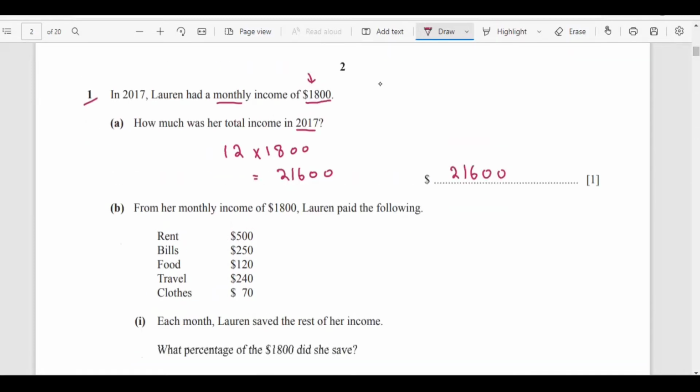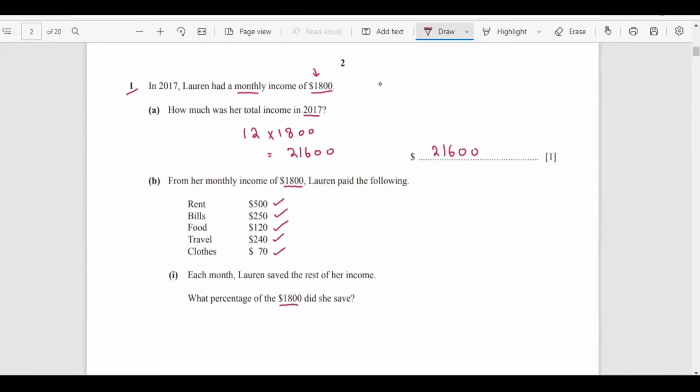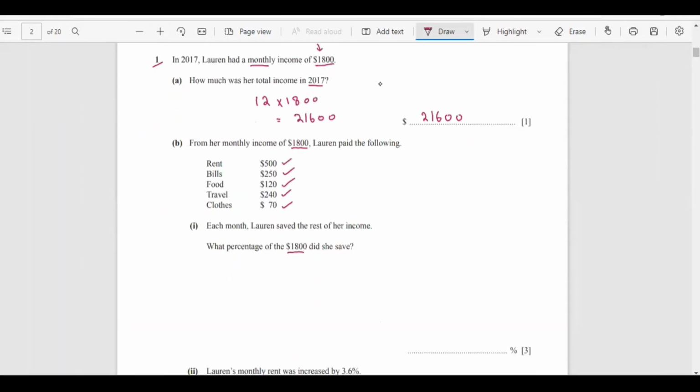From her monthly income of $1,800, Lauren paid the following. So she was paying the rent of $500, bills of $250, food for $120, travel for $240, and clothes for $70. Each month, Lauren saved the rest of her income. What percentage of $1,800 did she save? Now, this is an easy question. First, we need to calculate how much she was saving. So these are her spendings. We need to find the sum. 500 plus 250 plus 120 plus 240 plus 70.